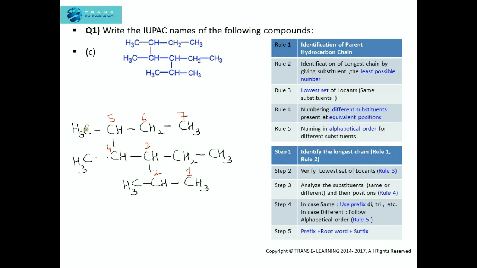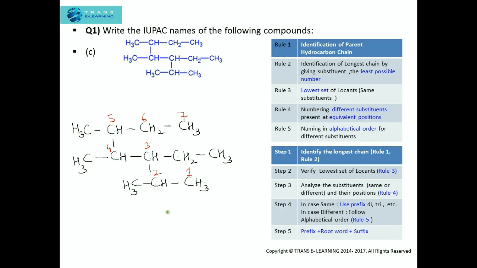If I take this one, 1, 2, 3, 4, 5, 6, no. 1, 2, 3, 4, 5, 6. This is also coming less. And if I take this, 1, 2, 3, 4, 5, 6, 7, this is also coming 7. So in this case, there is more than one way of identifying the longest parent hydrocarbon chain.